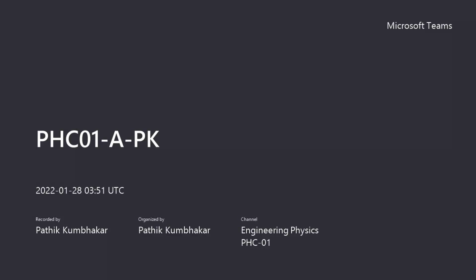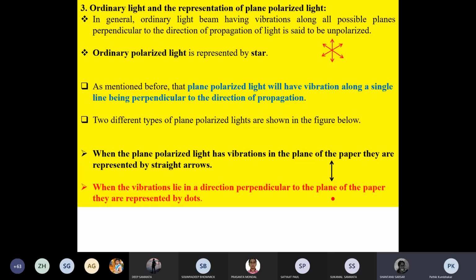Polarized light and ordinary light, and also how to produce polarized light. These are the things that we'll be discussing today. Now, ordinary light, by ordinary light we mean light which is unpolarized.